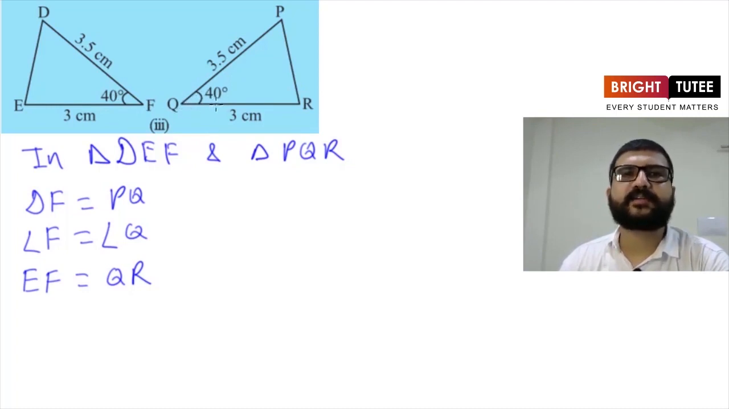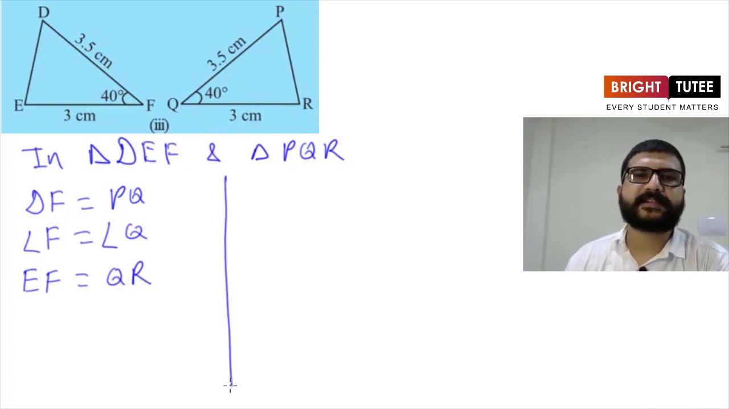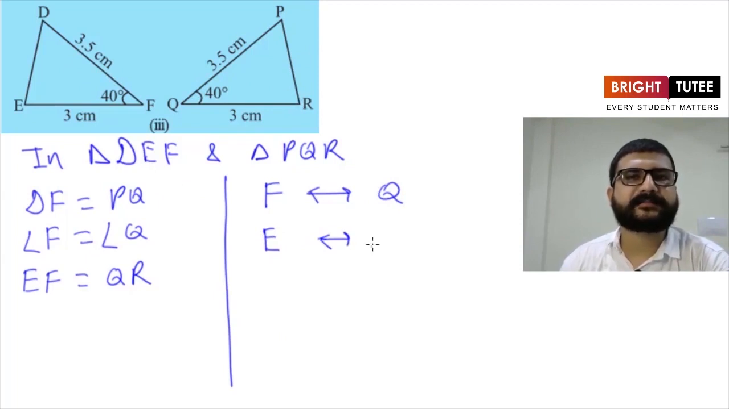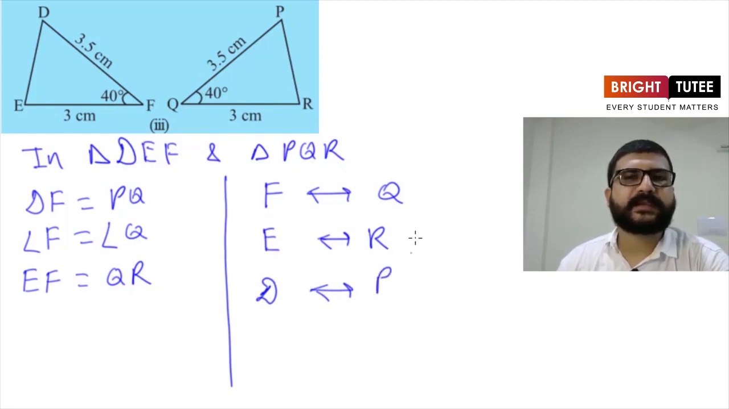Now how to write this congruency relation symbolically? For that we need corresponding vertices. Here angle F is equal to angle Q, so F corresponds to Q, and DF is equal to PQ. Here is DF, so the vertex opposite to DF is E. E will correspond to the vertex opposite to PQ, and that will be R. So E corresponds to R. Now from triangle DEF we are left with vertex D. It will correspond to vertex P, because from triangle PQR we are left with vertex P only.